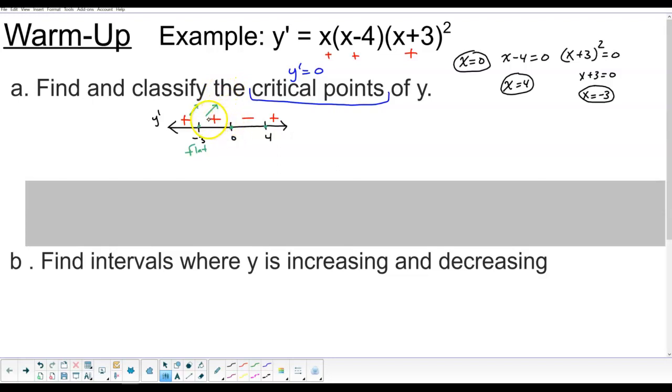At 0, I go from positive slopes to a 0 slope, and then I go right to negative slopes. So I go from increasing to 0 to decreasing. There's a maximum at 0. At +4, we go from negative slopes to a 0 slope to a positive slope. So we have a minimum value.